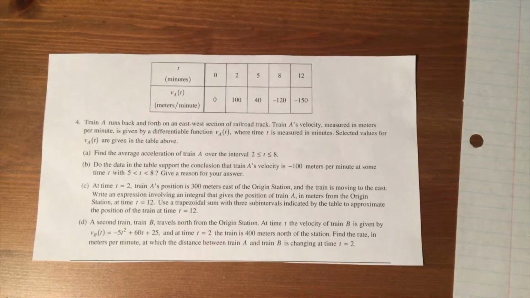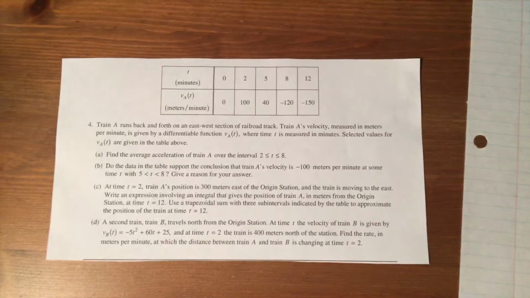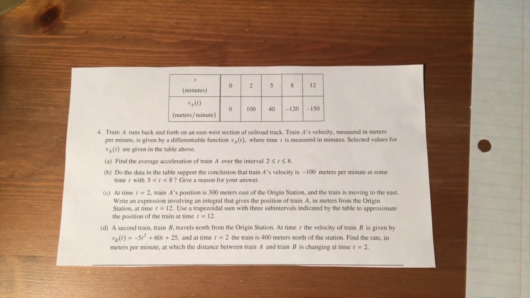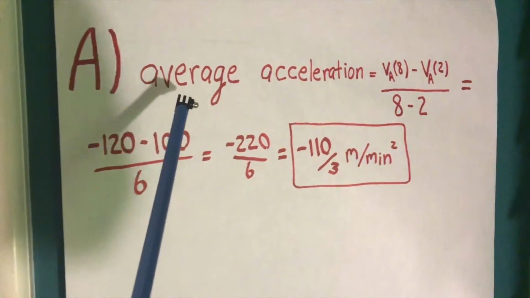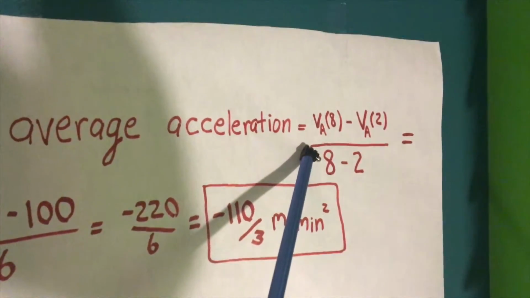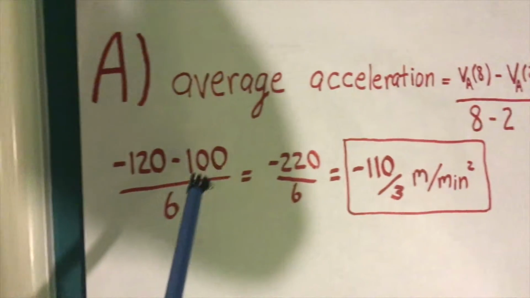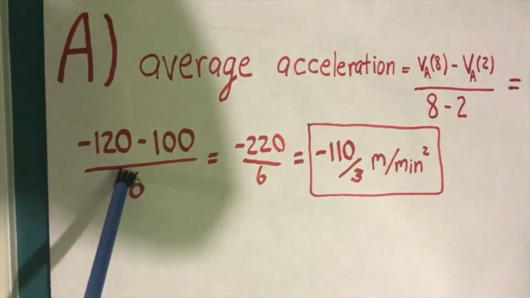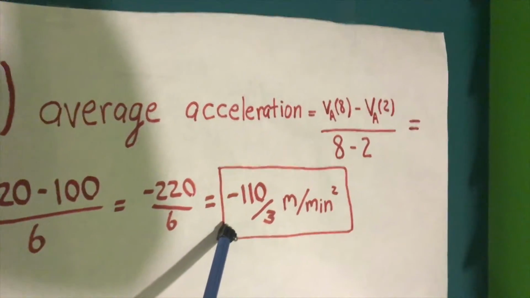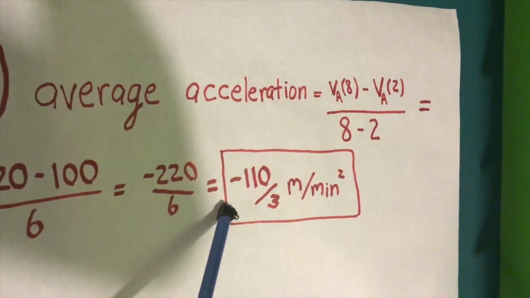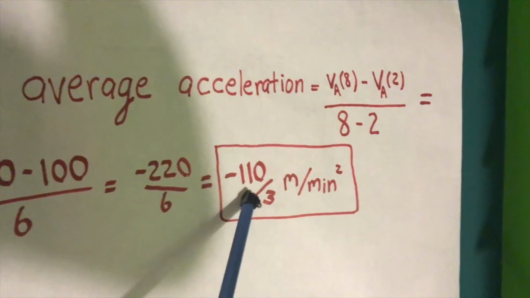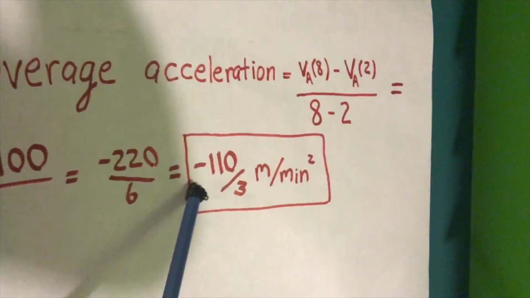Part A. Find the average acceleration of train A over the interval time t equals 2 to time t equals 8. Part A asks us to find the average acceleration, so we took the rate of change of the velocity, and after plugging in the numbers provided in the chart, and after simplifying, we found that the average acceleration between times t equals 2 and time t equals 8 was negative 110 over 3 meters per minute squared.